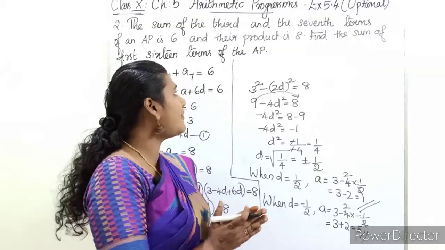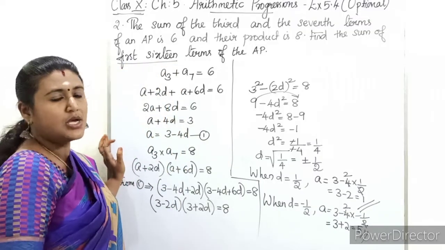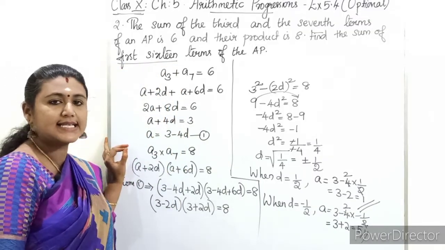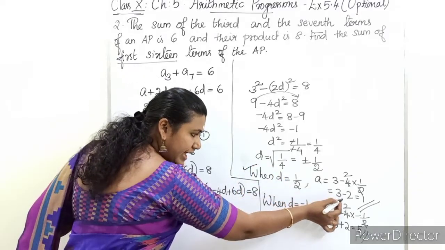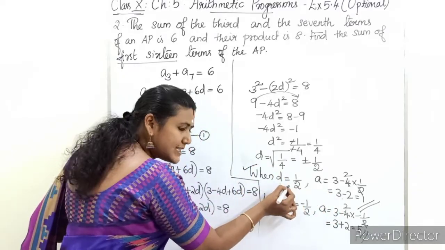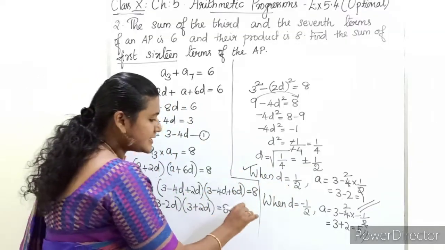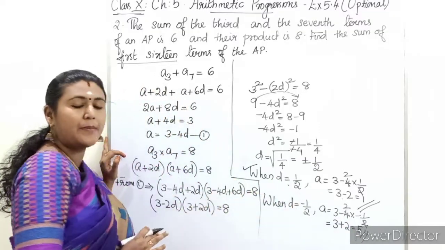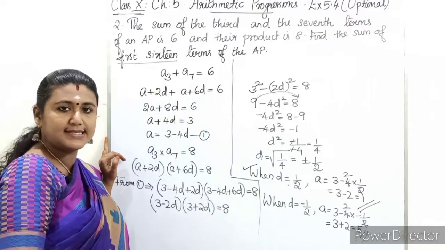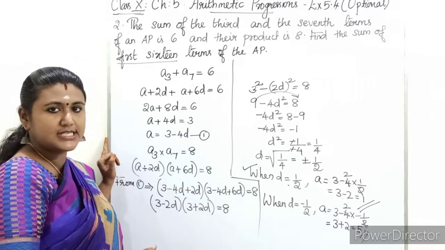Now what we have to find? We have to find the sum of first 16 terms. So we are going to find S16 using these. This is the first case. You have to take A is equal to 1 and D is equal to 1 by 2. You have to find S16, and in the second case you have to take A is equal to 5 and D is equal to minus 1 by 2, and we have to find S16. So these two cases we have to find the sum of first 16 terms.